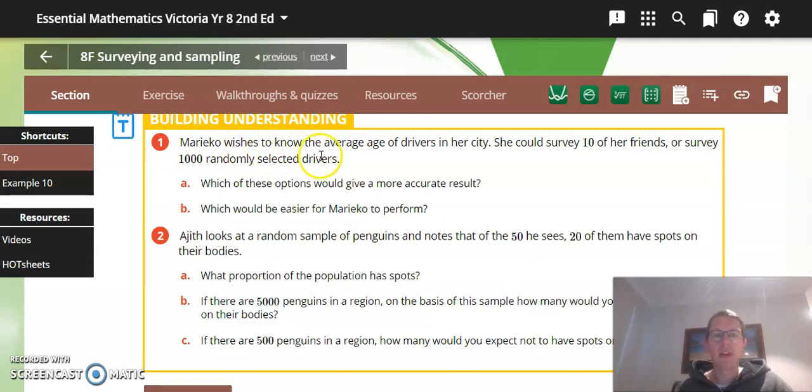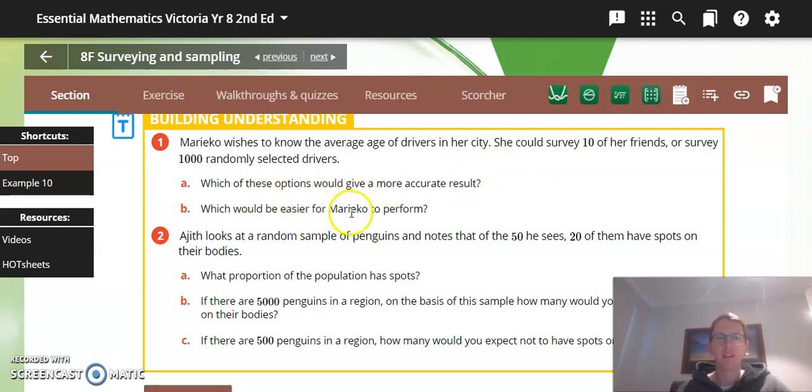Mariko wishes to know the average age of drivers in her city. She could survey 10 of her friends or survey 1,000 randomly selected people. Which of these options would give a more accurate result? Well, have a think about that one for yourself. Hopefully you've thought about this and you're going, well, 10 of her friends are probably going to be biased because they'll probably be around about her age. If she's 21 or whatever, they're going to say the average age is 21, which is completely incorrect. If you stopped 1,000 cars randomly and asked them their age, you would get a more accurate measure of the average age of a driver.